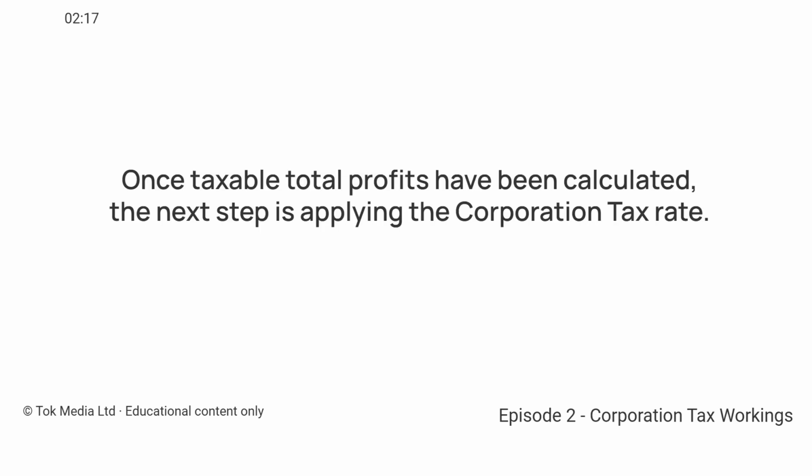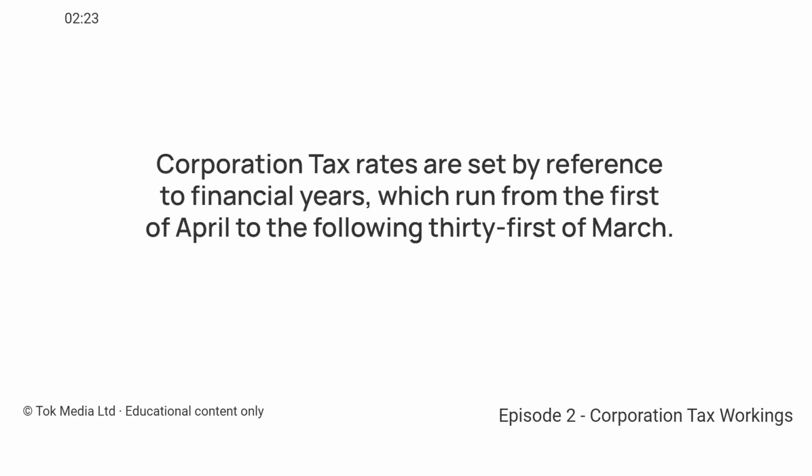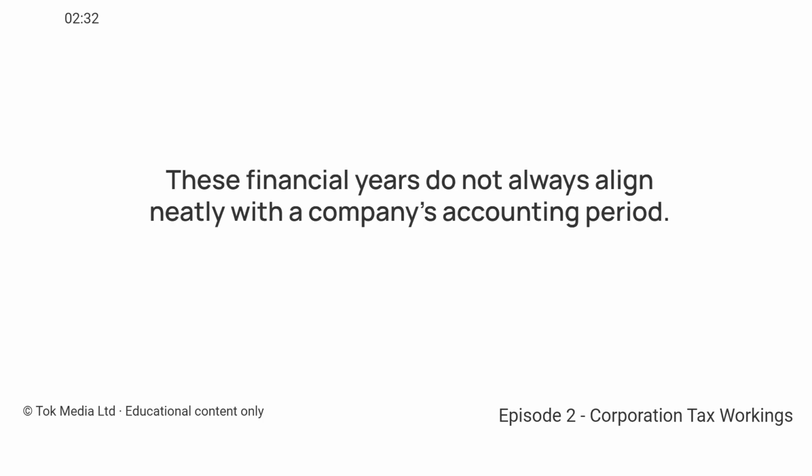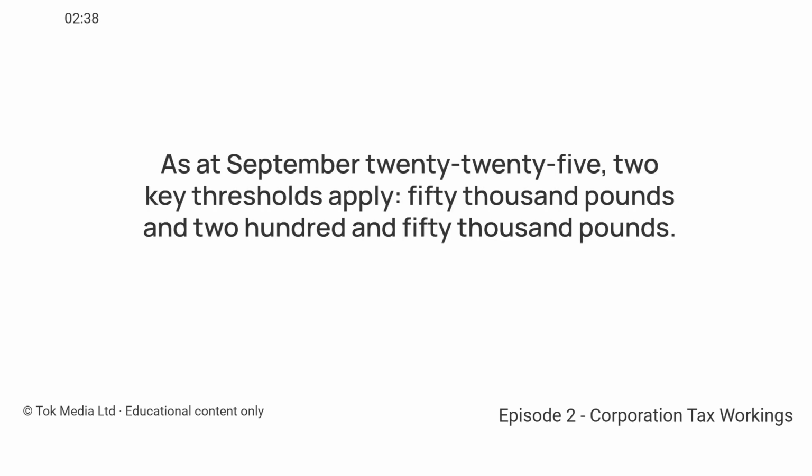Once taxable total profits have been calculated, the next step is applying the corporation tax rate. Corporation tax rates are set by reference to financial years, which run from the 1st of April to the following 31st of March. These financial years do not always align neatly with a company's accounting period. As at September 2025, two key thresholds apply: £50,000 and £250,000.